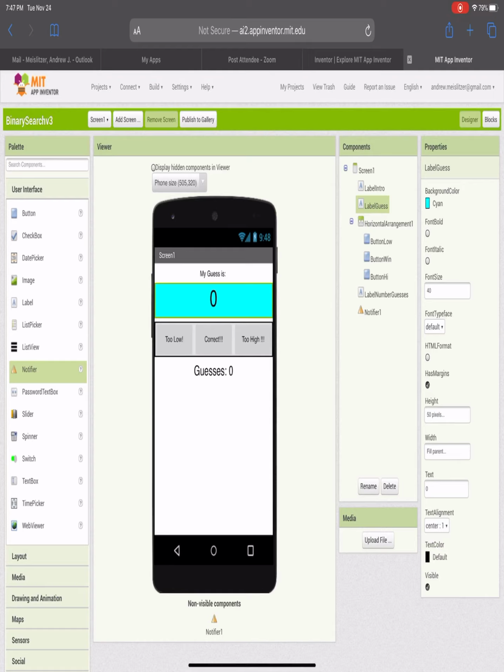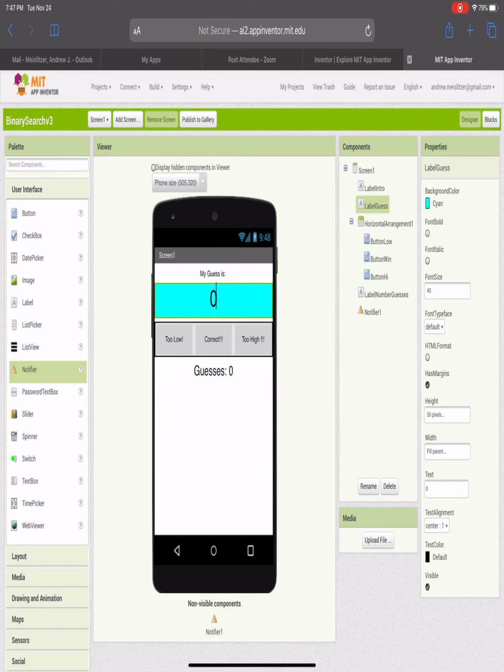All right, so that takes care of that piece. Next, I have 3 buttons. The purpose of the buttons is, as you're playing the guessing game using the binary search algorithm, to think of a number, and then you start the game, and then, okay, is the guess 50?